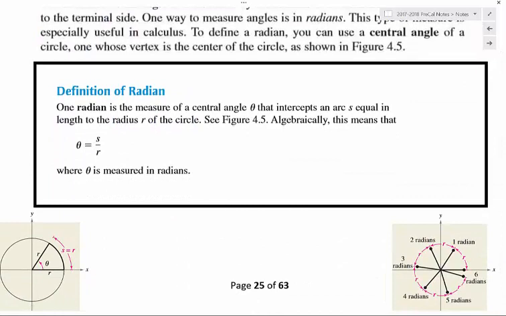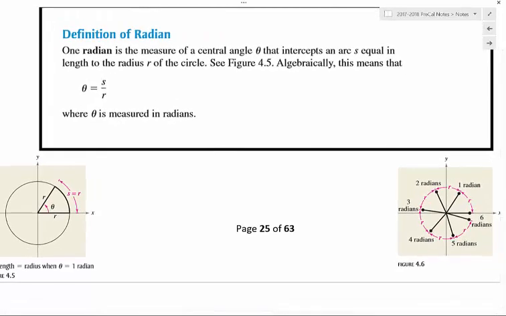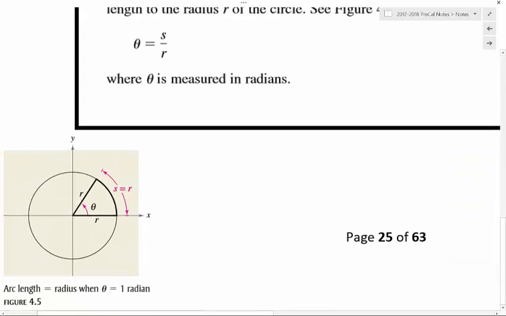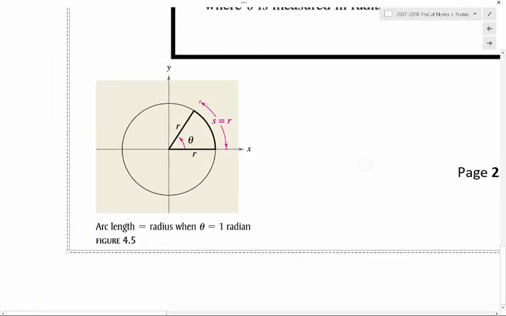One radian is a measure of an angle, a central angle theta, that intercepts an arc equal to the length of the radius of a circle. So algebraically, you would say that the angle theta, measured in radians, is the arc length divided by the radius. Take a look at this. What this figure is basically showing is that this length of 1 radian right here is equal to the same length of this.